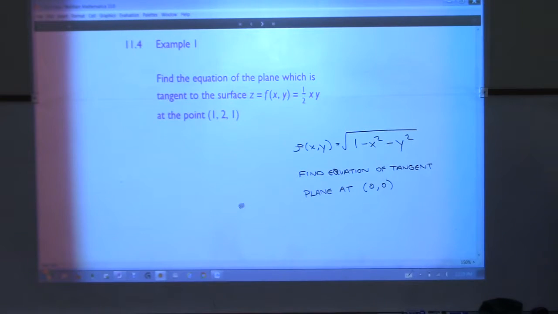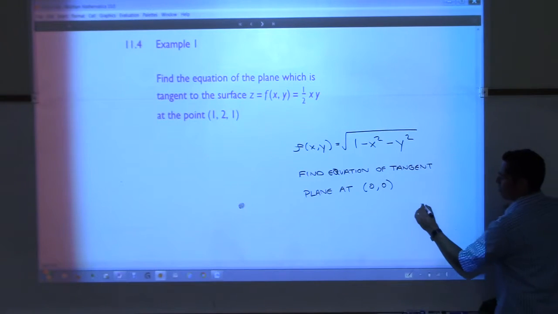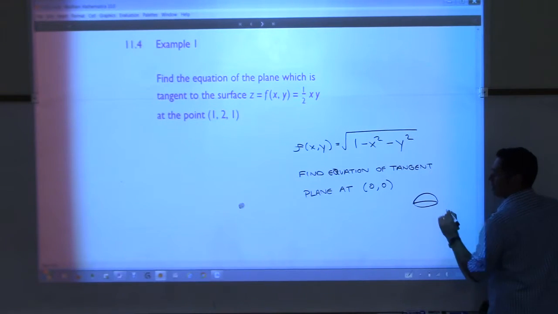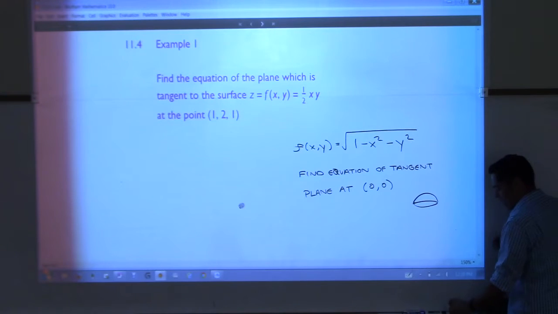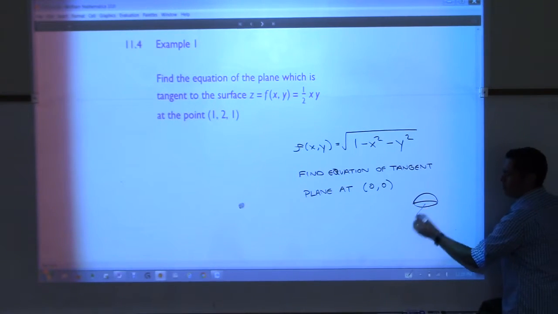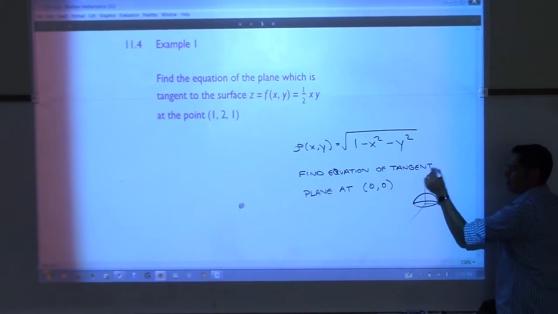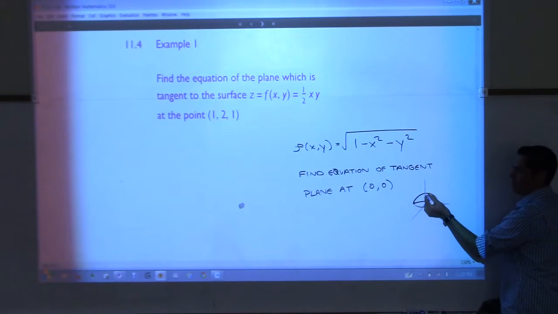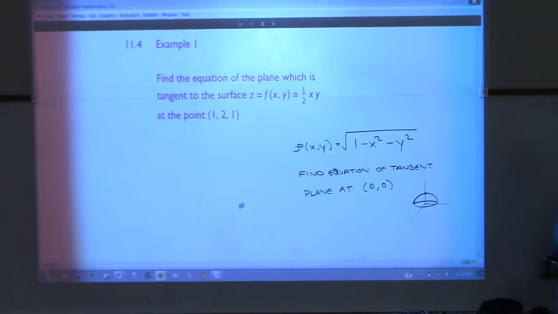Okay, that's going to be a dome, the top half of a sphere. What's the radius of that sphere? 1. So the picture of this is this, right? And I'm looking at the point 0, 0, which should be the origin, like this. And that should go straight up to the point at the top of the dome. And then my tangent plane should just be a flat plane sitting on the top of that dome, right?